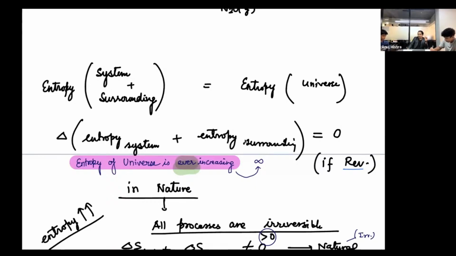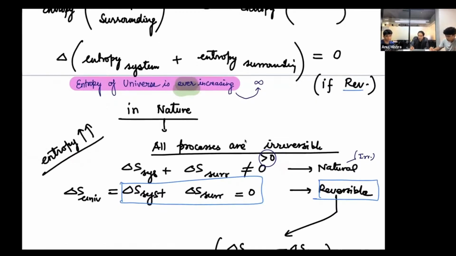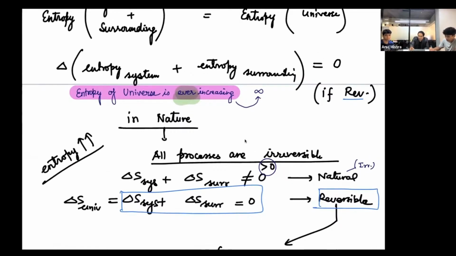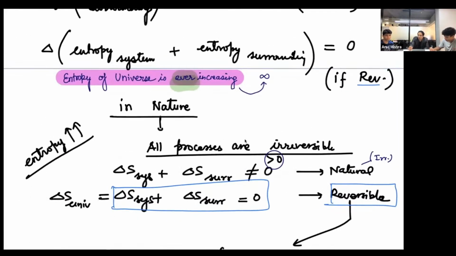Any difficulty in that part? Any issues in this? Okay. So, can we say delta system plus delta surrounding is non-zero for natural processes or irreversible cases? Or can we also say it is more than 0? Okay. Delta system plus delta surrounding is 0, which is delta universe, for the reversible case. So this is the summary of our discussion. You can't have entropy negative. Entropy of system or surrounding? Anything. It can be negative, why not? Like entropy of the universe.